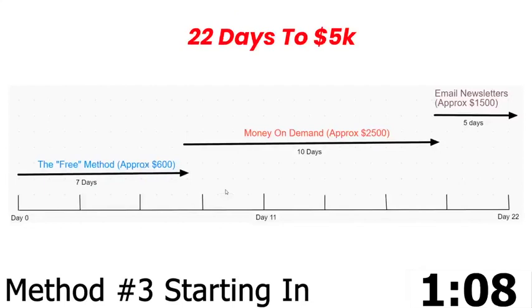Now, I'm going to give you a timeline right here of how you can generate realistically $5,000 within the next 22 days. I've already shown you the free method, and you can do this for 7 days, and you can easily generate approximately $600.